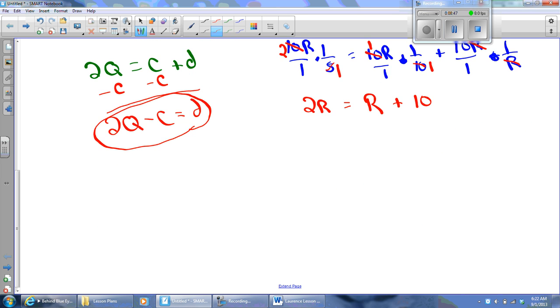Well, now it's an easy problem. It's kind of cool how that all works out. I don't like having R's on both sides. I'll subtract this R, leaving me with R equal to 10, and I'm done.